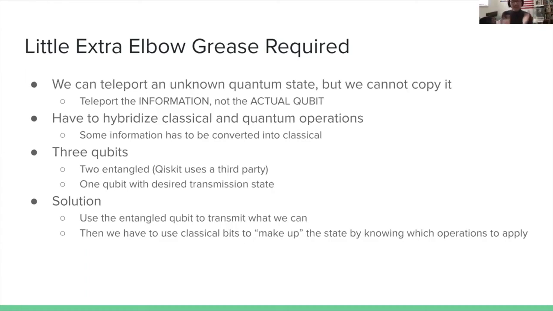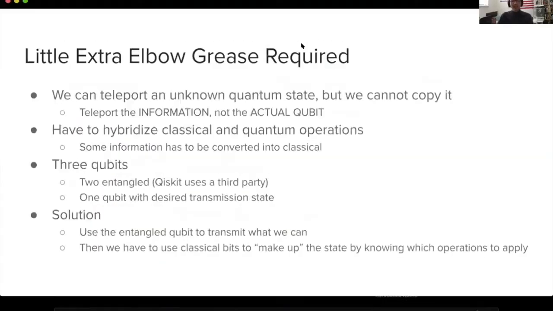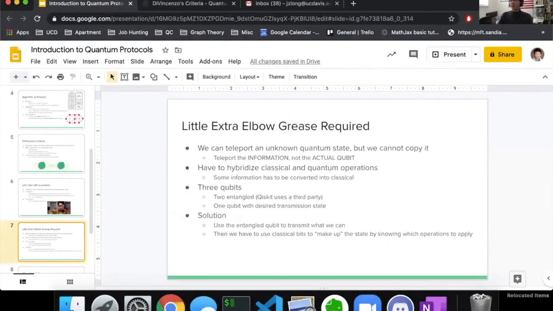So the solution here is we're going to use the entangled qubit to transmit what we can, and then we have to use classical bits to make up the state by knowing which operations to apply. That might sound like I'm being hand-wavy again, and you're right. I'm intentionally being hand-wavy to give you the big picture, and we'll narrow it down. Whoops, I've definitely jumped the gun here. So I'm going to go back to my handy-dandy whiteboard.